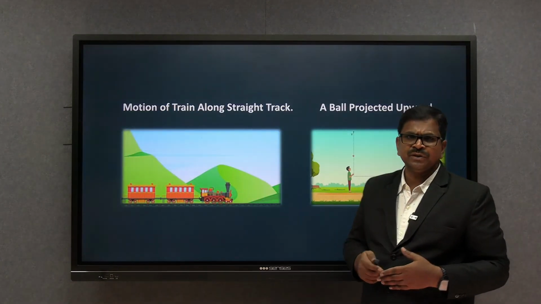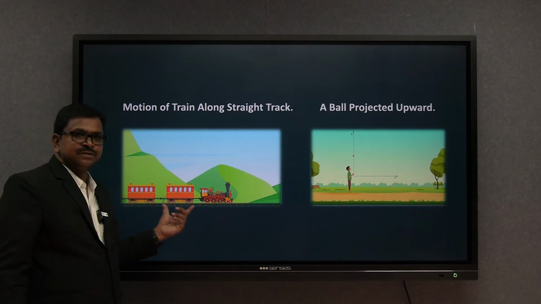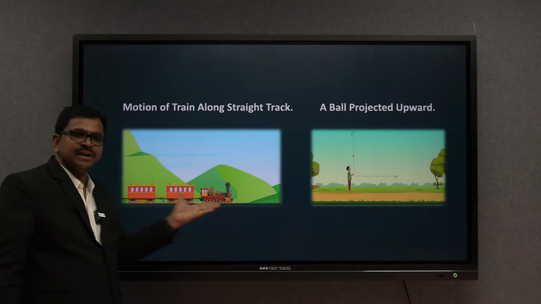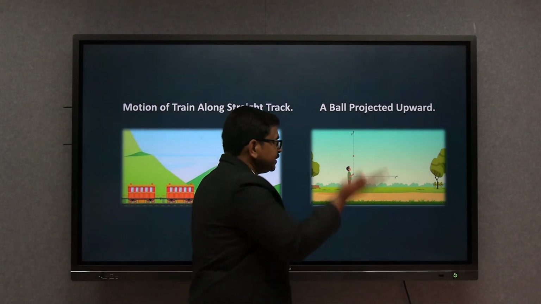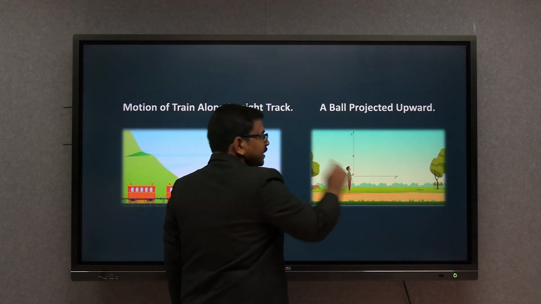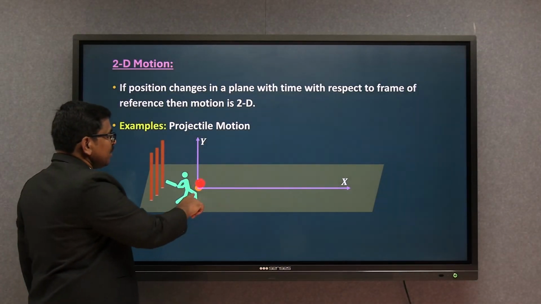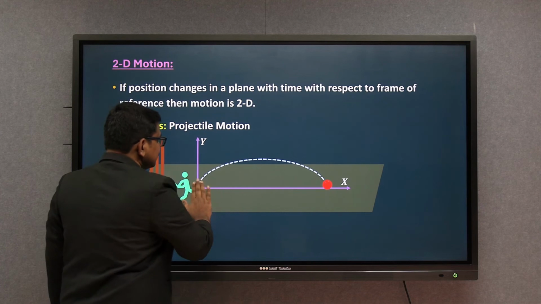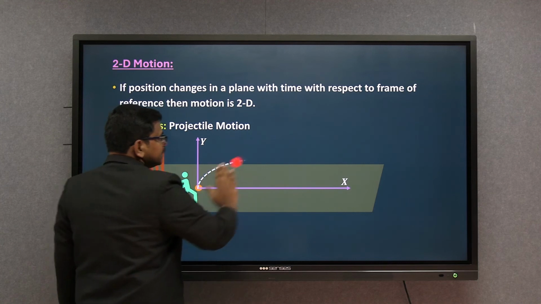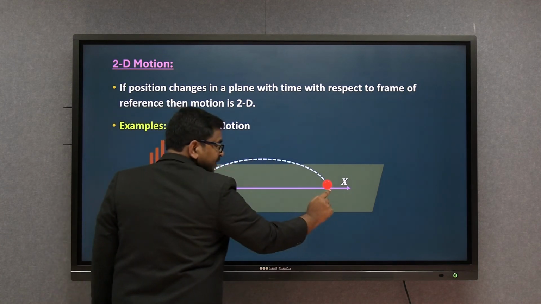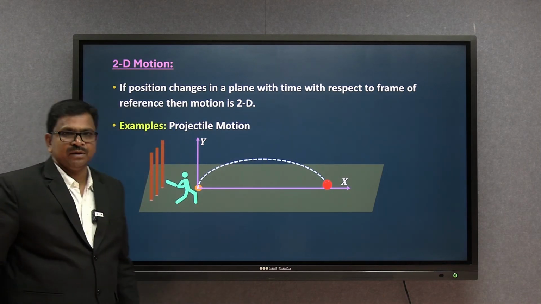Whereas one dimension motion, you all know, is moving along only one direction. Here the train is moving along the straight track, that is only one direction, so it is one dimension. Similarly, an object thrown upward is also moving in only one direction, so it is one dimension. Coming to two dimension, a cricket ball moving covers both the y direction as well as the x direction. You can observe here it is moving like this, covering one direction, covering a second direction, and also moving upward. So it is two dimension projectile motion.